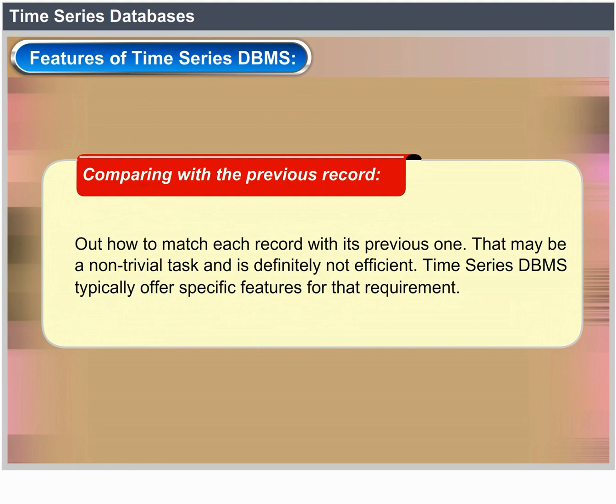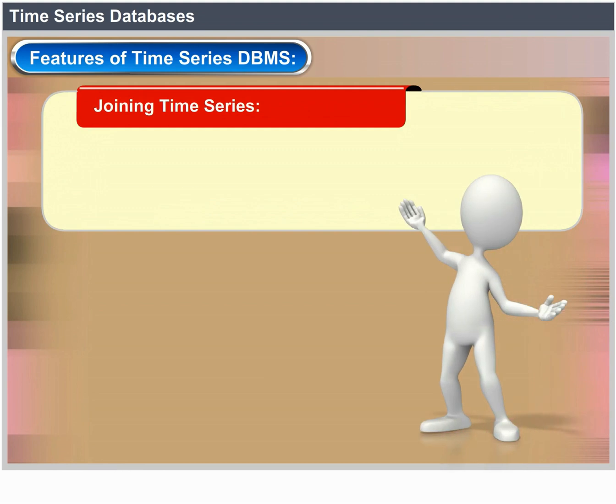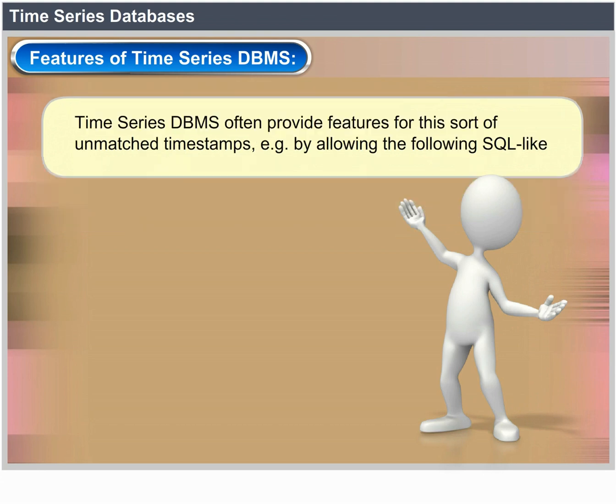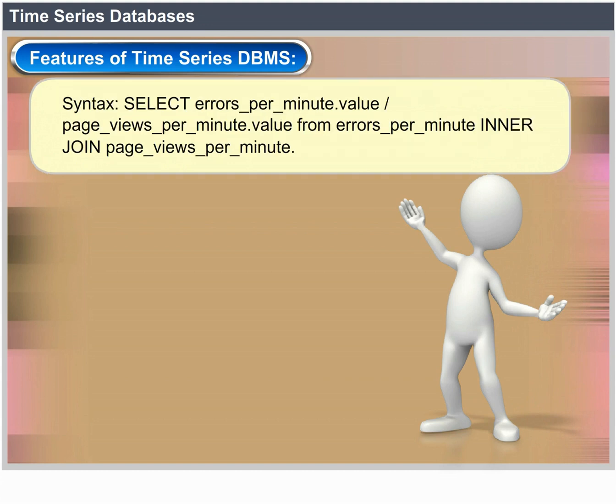Joining time series. Joins will put two or more time series together by matching timestamps. Those timestamps, however, may not match exactly. Time series DBMS often provide features for that task, for example, by allowing the following SQL-like syntax. Select errors_per_minute.value / page_views_per_minute.value from errors_per_minute inner join page_views_per_minute. Time series properties.